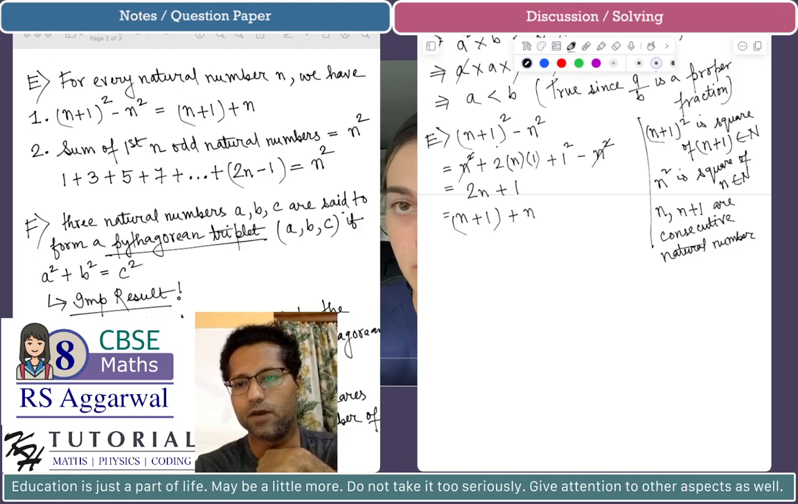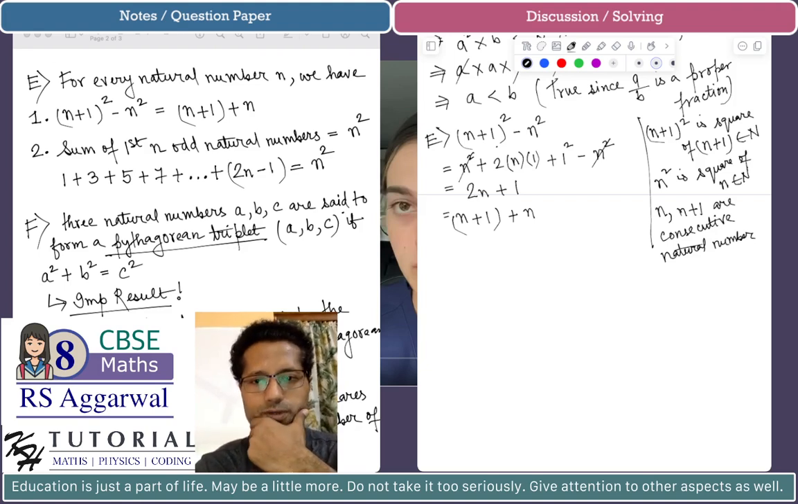So the idea is, if you have two consecutive natural numbers n and n plus 1, then the difference of their squares, that is n plus 1 square minus n square, will be the sum of them, that is n plus 1 plus n.